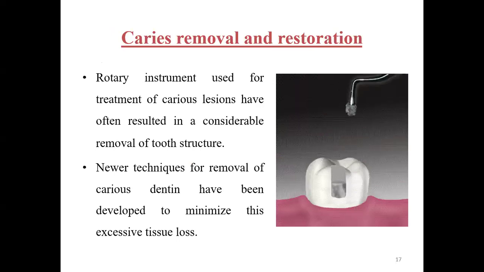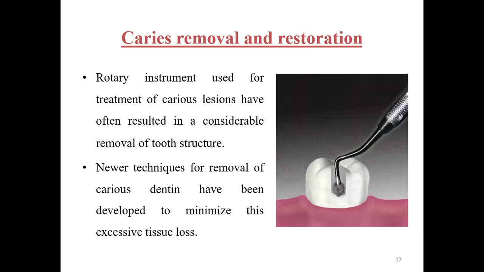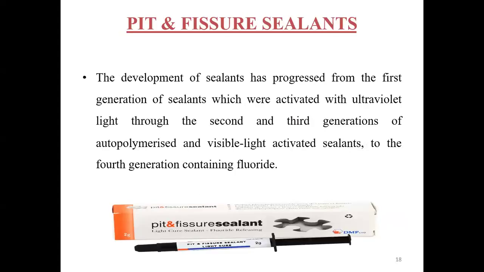So now coming to the next part, that is caries removal and restoration. Rotary instruments used for the treatment of carious lesions have often resulted in a considerable removal of the tooth structure. So newer techniques for the removal of carious dentine have been developed to minimize this excessive tissue loss. We'll discuss the various approaches that have been used for caries removal and restoration and for the prevention of caries.